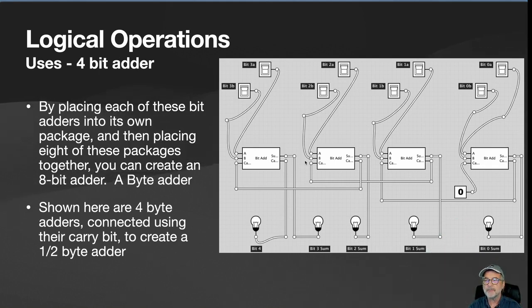So in this one, the first 4 bits are bit 0A, 1A, 2A, and 3A. That's our first 4-bit number. Our second 4-bit number is bit 0B, 1B, 2B, and 3B. So that's like 1001 plus 0001, that type of thing. We have the top number on top and we have the bottom number on bottom, and we add those together.